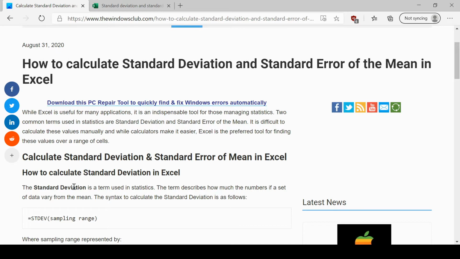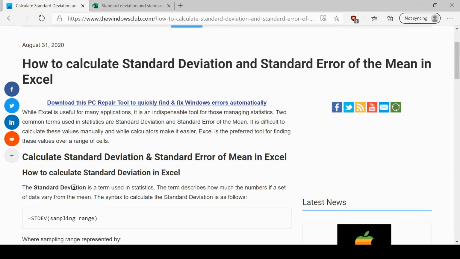We are here with a video on calculating standard deviation and standard error of the mean in Microsoft Excel. Standard deviation is an important term used in statistics. Those who deal with statistics would understand very well what standard deviation is.